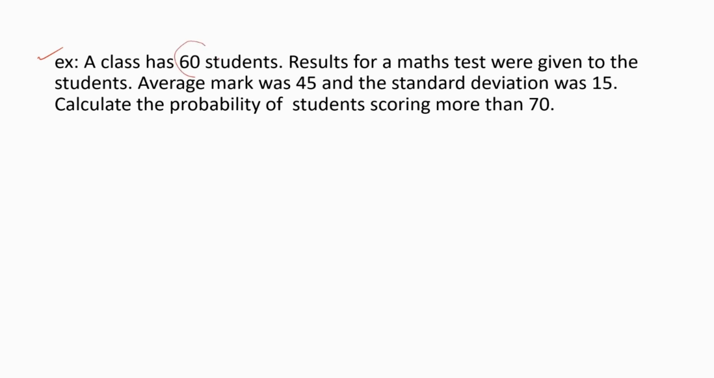So there are 60 students, which means this is the whole population we talked about earlier. We are going to consider the whole population for normal distribution. In this example, the whole population is 60 students. We are going to include all of these students' marks. And the average mark was calculated 45. This is the mean value. Average is the mean, or this can also be called mode or median. And the standard deviation was 15. This is the sigma value.